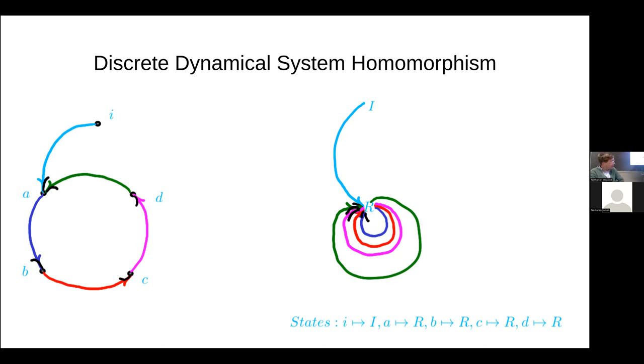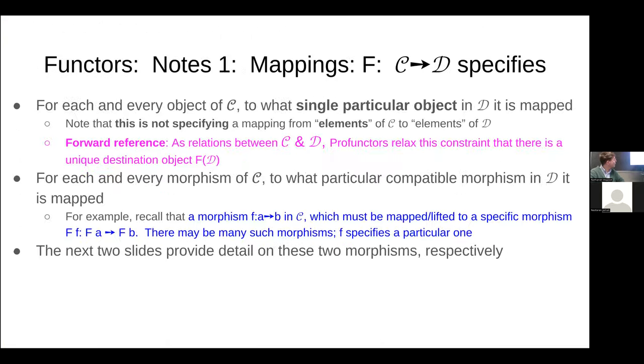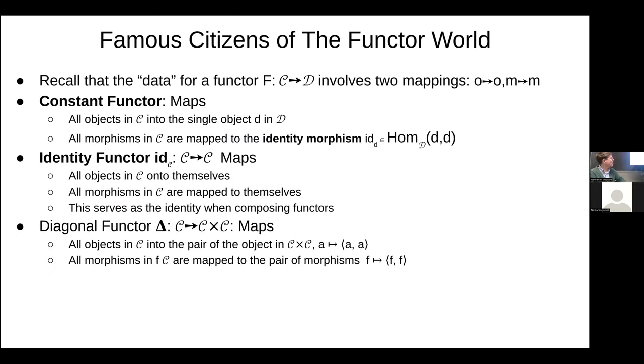It turns out that's a great question. It may seem at first glance that it might risk violating the rules, but it's a really good thing you're thinking about that. I really like how you're thinking. So here's the thing. Let's go back to the rules of functors. You recall these are the rules of what it means to map, right? One thing that might be helpful is that there are some famous citizens of the functor world, and one of them is the constant functor. This maps all objects in C to a single object. Indeed, all the morphisms between objects in C are mapped to the identity morphism of this single object in D.